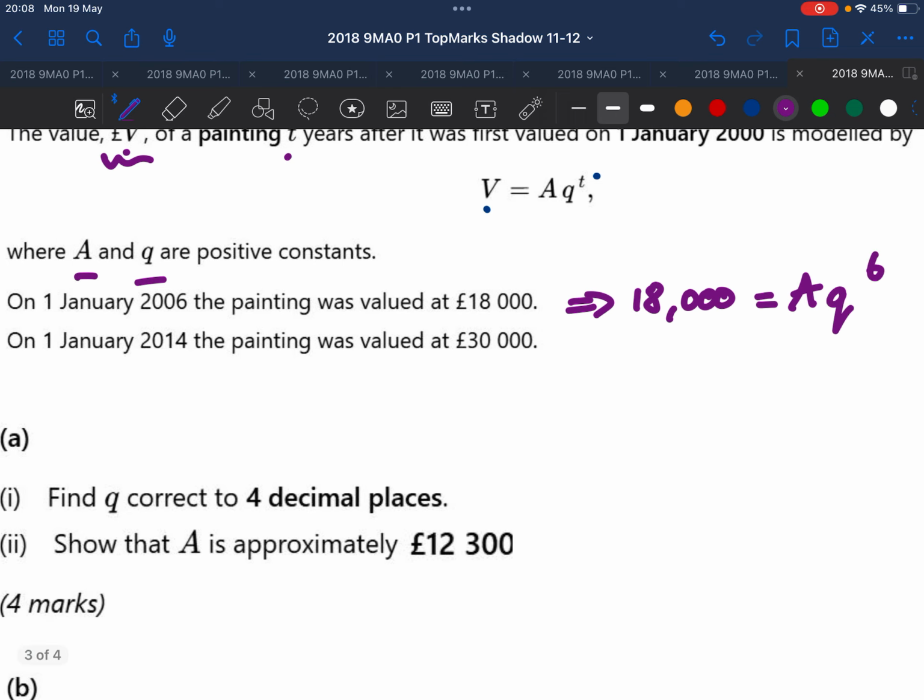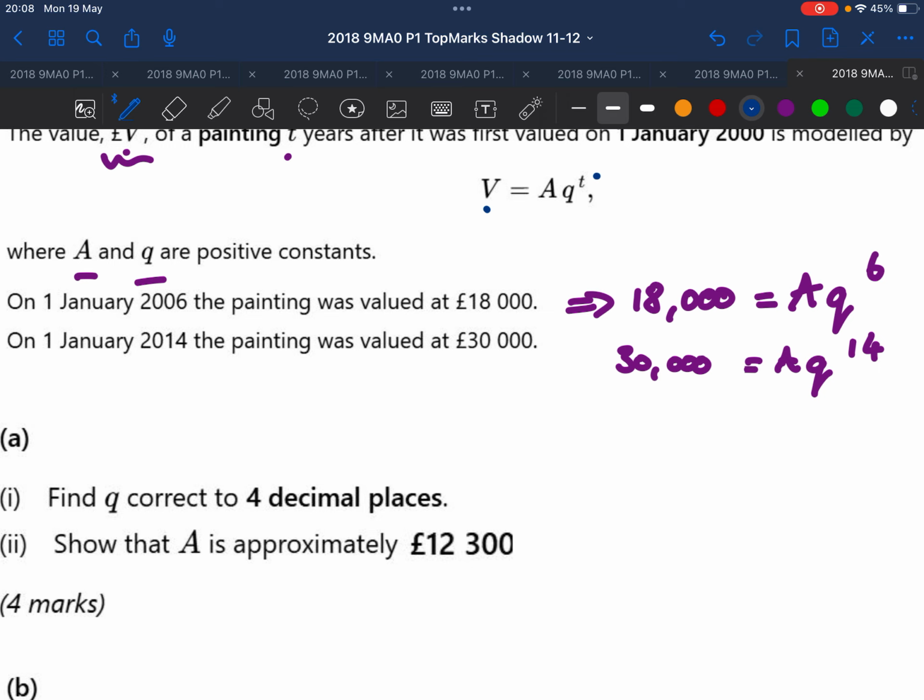And then if we do the same for the other one, we would get what? We would get 30,000 equals the same A, the same Q, and that will be to the power of 14. So what we want to notice here is that, and in fact you might find this easier to see if you write them the other way up.